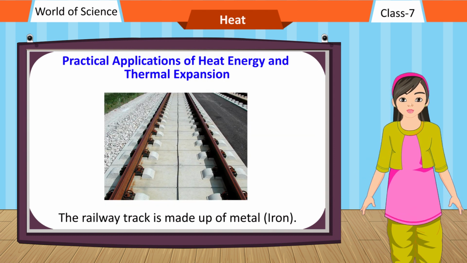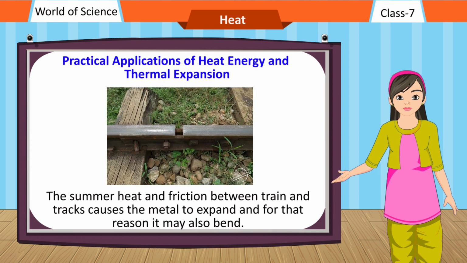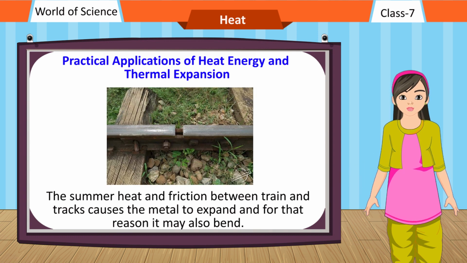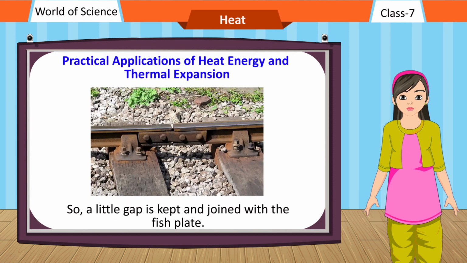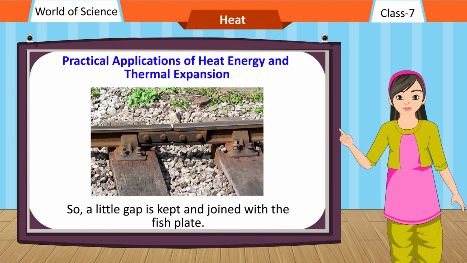The railway track is made up of metal, iron. The summer heat and friction between train and tracks cause the metal to expand, and for that reason it may also bend. So, a little gap is kept and joined with the fish plate.